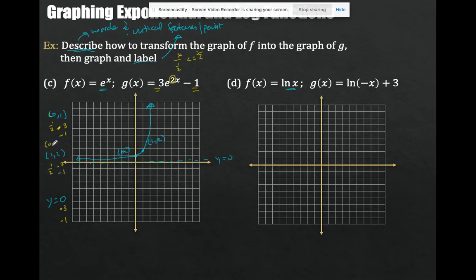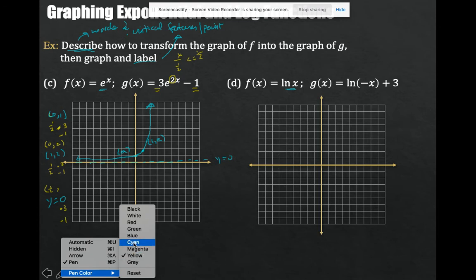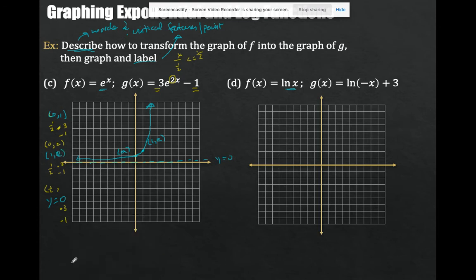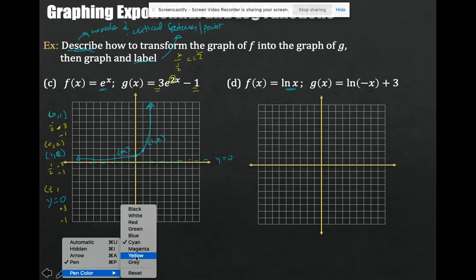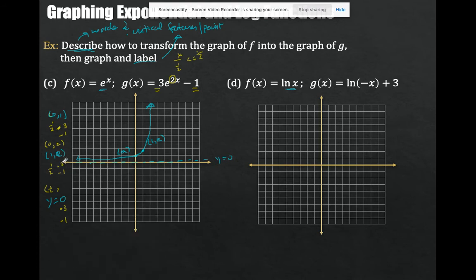0 times 1/2 is still 0. 1 times 3 is 3. 3 minus 1 is 2. 1 times 1/2 is 1/2. Oops, that's not a 2, that's an E, sorry. E times 3 is 3 times E. 3 times E minus 1 is 3E minus 1. 0 times 3 is 0. 0 minus 1 is -1.